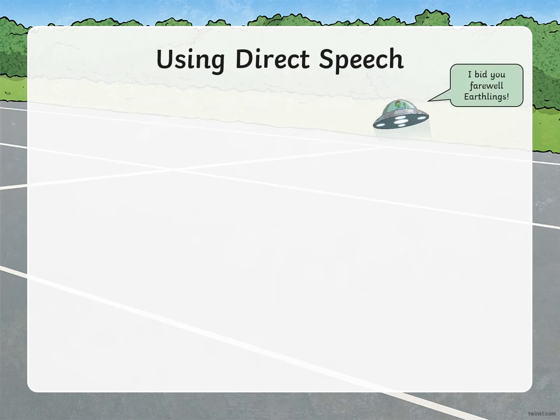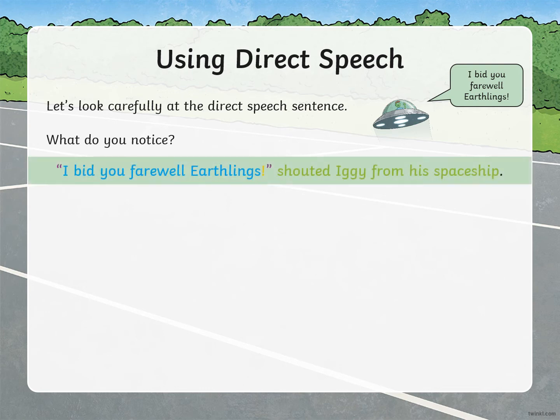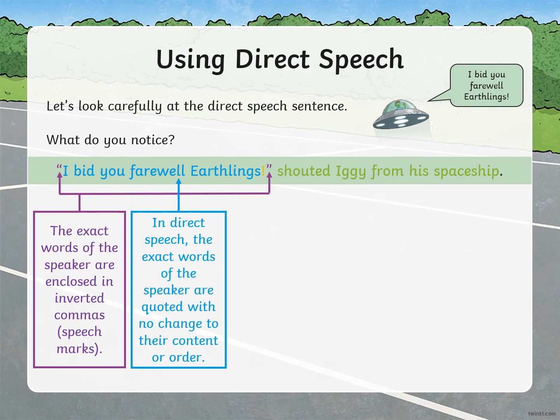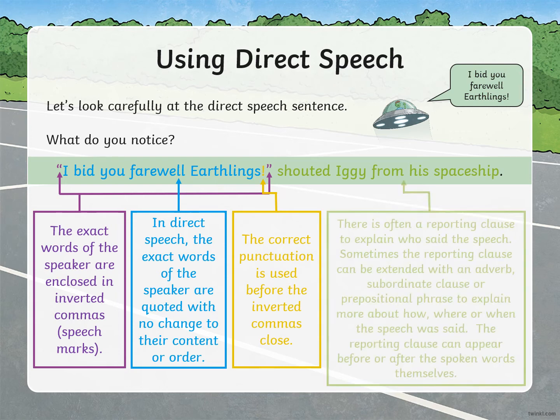Using direct speech. Let's look carefully at the direct speech sentence. What do you notice? I bid you farewell, shouted Iggy from his spaceship. The exact words of the speaker are enclosed in inverted commas, also known as speech marks. In direct speech, the words of the speaker are quoted with no change to their content or order. The correct punctuation is used before the inverted commas close.